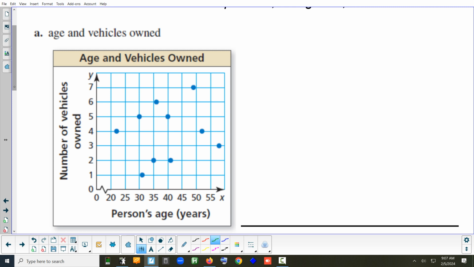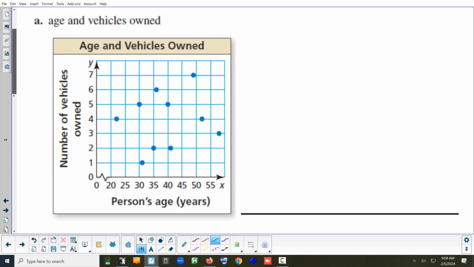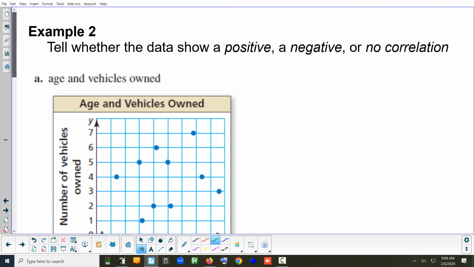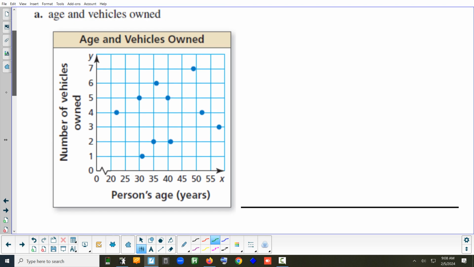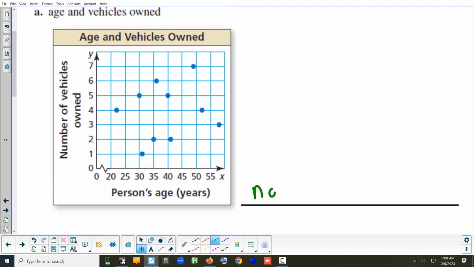Not really. I mean, it wouldn't make sense necessarily. You could be 50 years old and maybe you've never even owned a car. Or you could be 30 years old and you've already owned 5 different cars. So there isn't a definite correlation, at least based on this data that we have. So what are the choices? Positive, negative, or no correlation? What do you think you'd put on that line? No correlation. Yeah, there's no correlation.